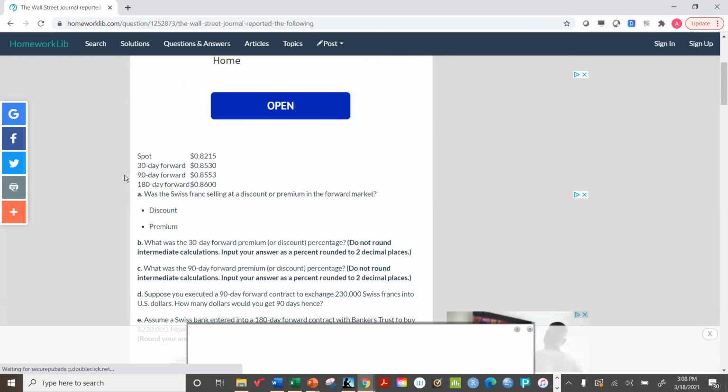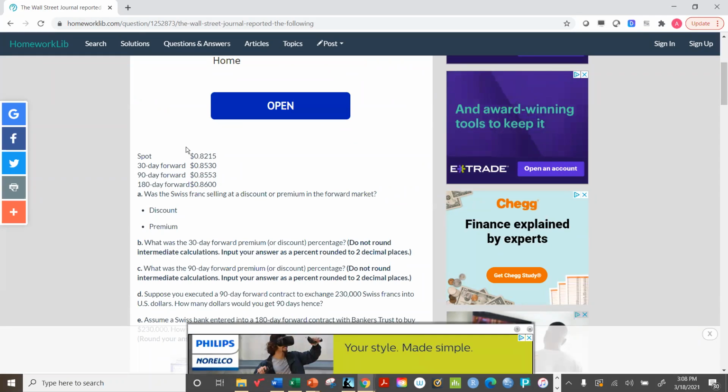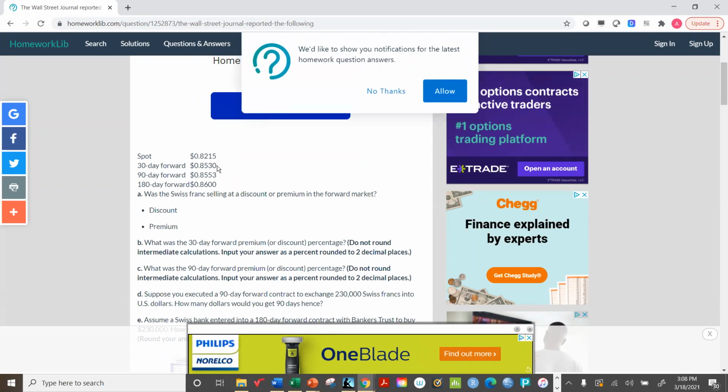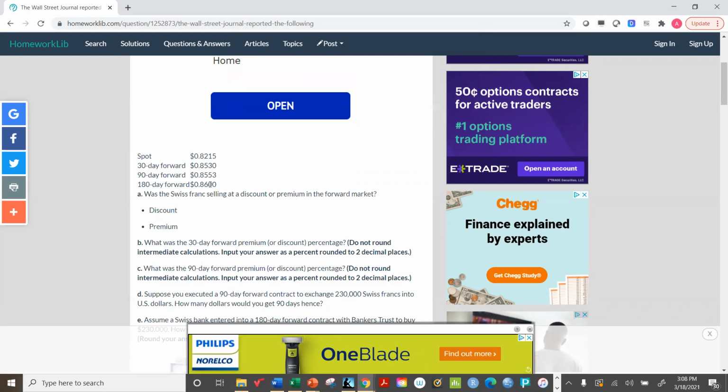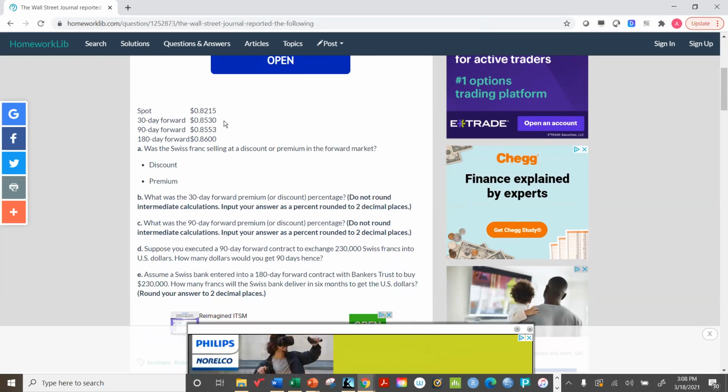Well, okay. This is obviously from an exam, but this is what it would look like. So this is the Swiss franc. According to this chart, if it takes 82.15 US cents to buy a Swiss franc, and then if you want to take delivery in 30 days, that price goes up to 85.30. For 90 days, it goes up to 85.53. And for 180 days, it goes up to 86 cents. So this would be a typical example of forward exchange rates. Typically, they either increase as we go further out into the future or else they decrease. Sometimes it's a mixed bag, but normally it goes one way or the other. And we're going to see in a few minutes that this relationship ultimately depends on interest rates in the two countries.